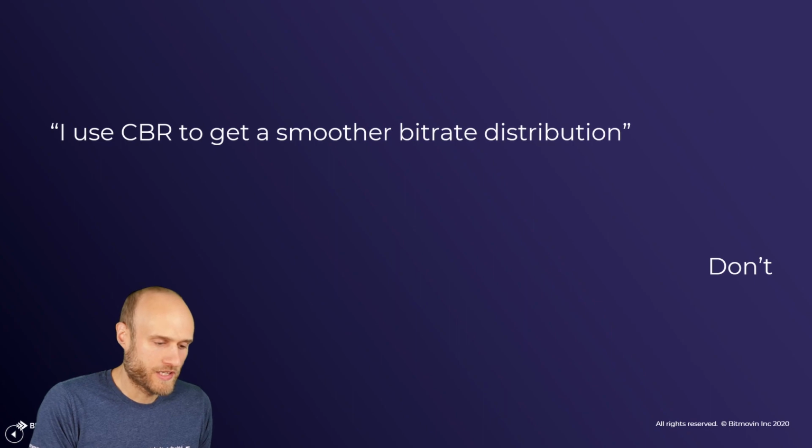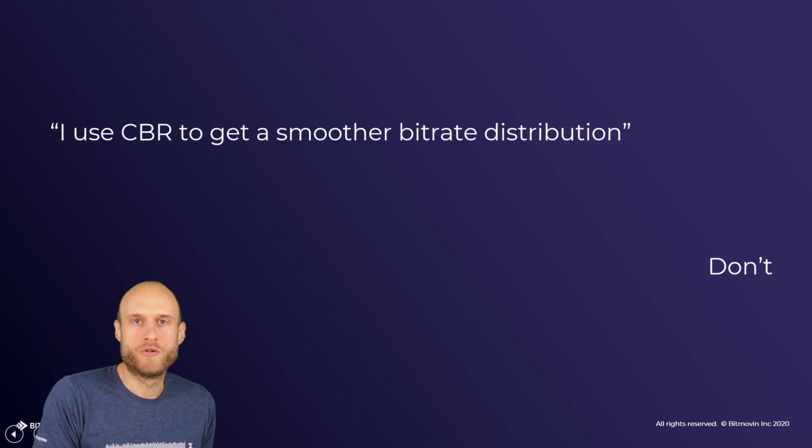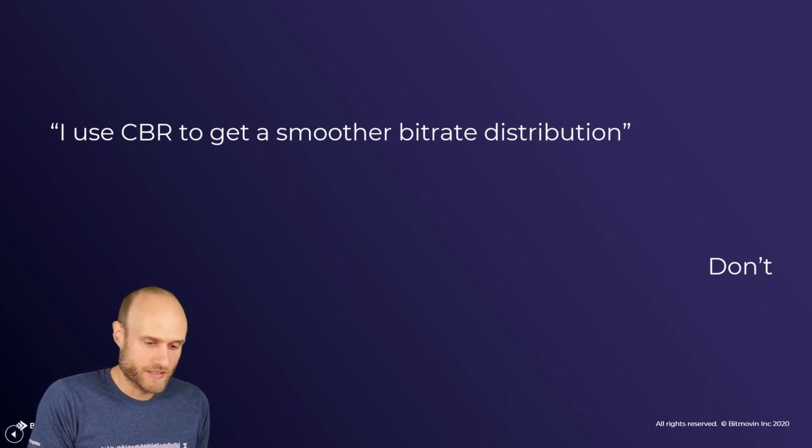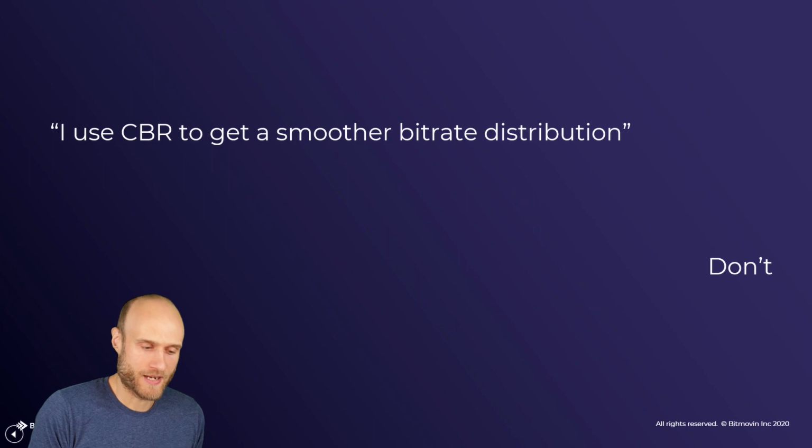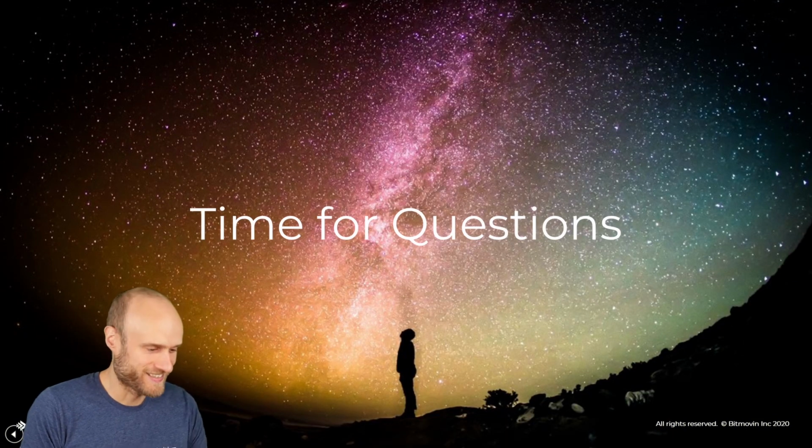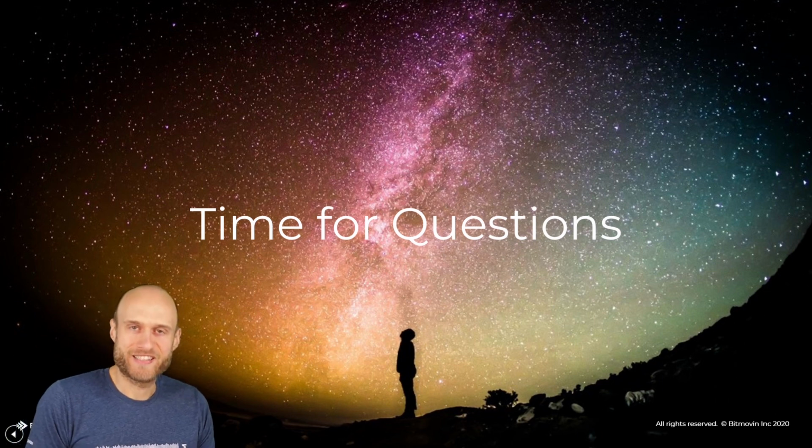I use CBR to get a smoother bitrate distribution. Just don't. As I said, CBR is just adding filler data to the whole thing. That's about it. Usually the encoders don't have any other change in the control if you have CBR mode. So what you get is a bigger bitstream, and that's it, with filler data in it. If you don't have a very, very, very strong reason to use CBR, like a very legacy device that needs it, or a legacy muxing or transmission scheme that really, really needs it, don't. That's it. So with that, thanks, and time for questions.